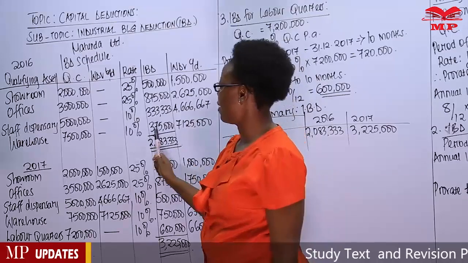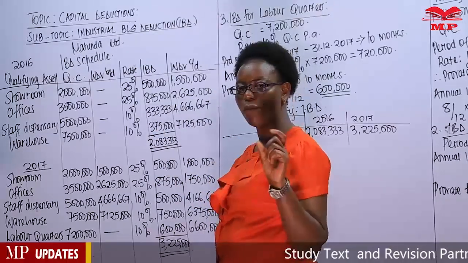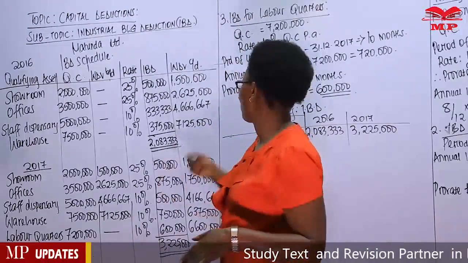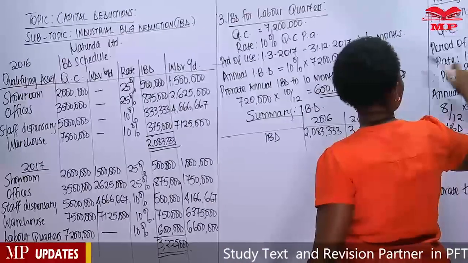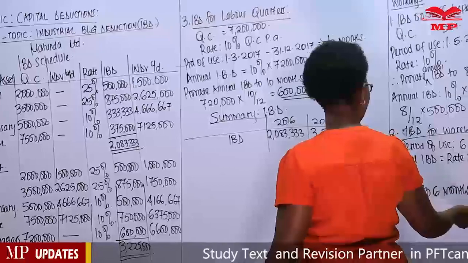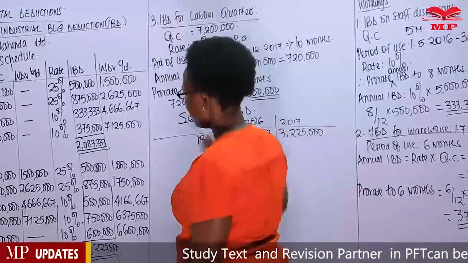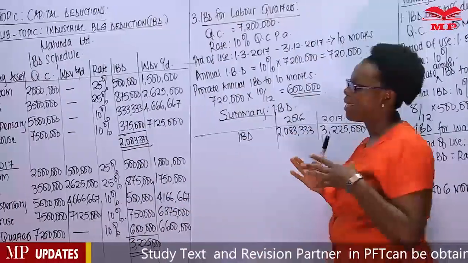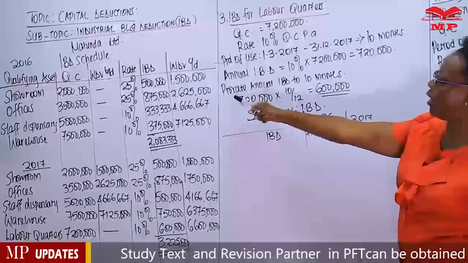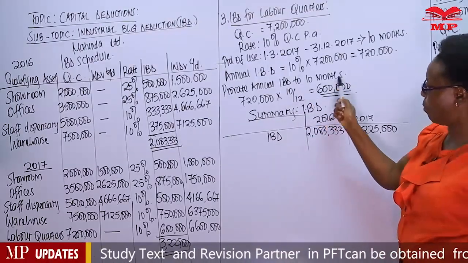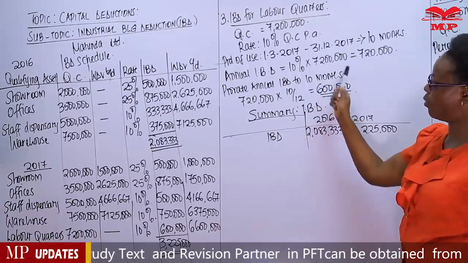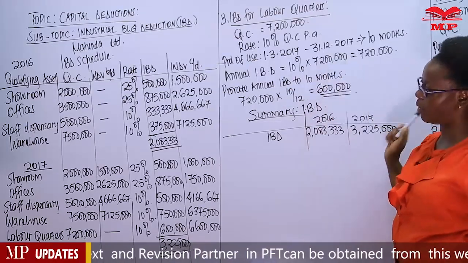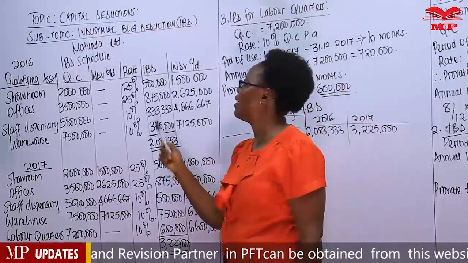But for cases where a building is used for a portion of the year, you're going to prorate to the period of use. So we have seen these two workings for staff dispensary and for the warehouse, and then for 2017 for the labor quarters. So every time you've used the building for less than 1 year, you're always going to prorate annual IBD to the period of use. So in this case, the period of use was 10 months, from 1st of March to 31st of December. Then what you're interested in is this.